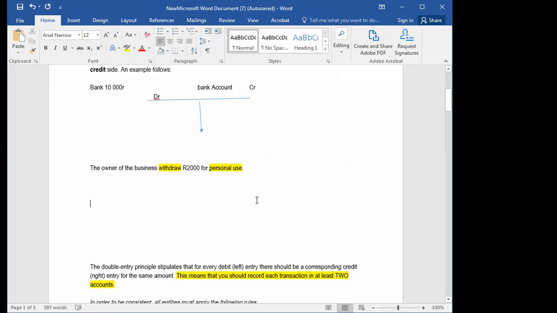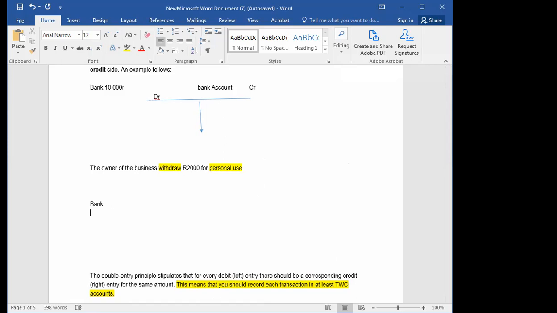Right. And then now we need to identify 2 types of accounts now. Obviously, we have a bank because cash is affected. I've also told you last time that when you see cash, there is bank included.